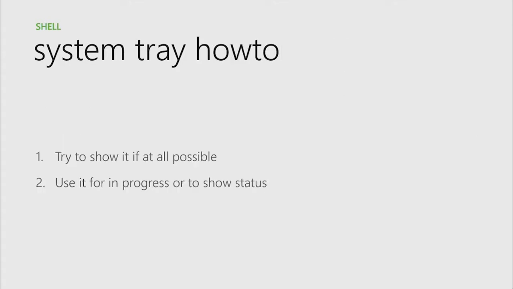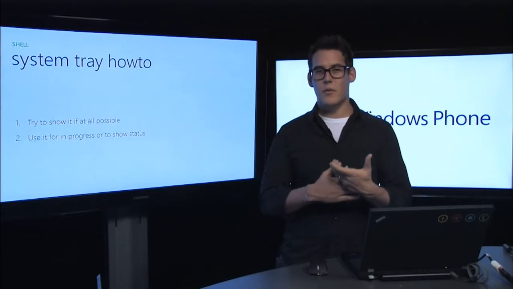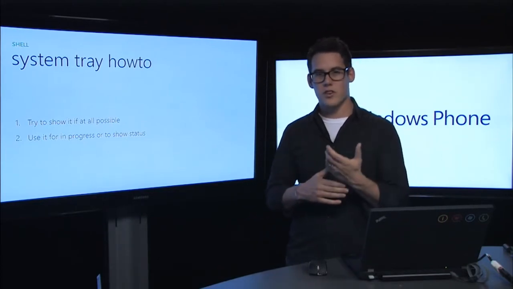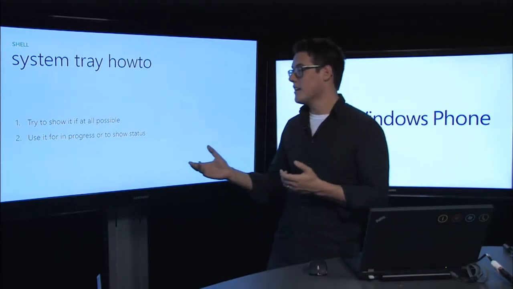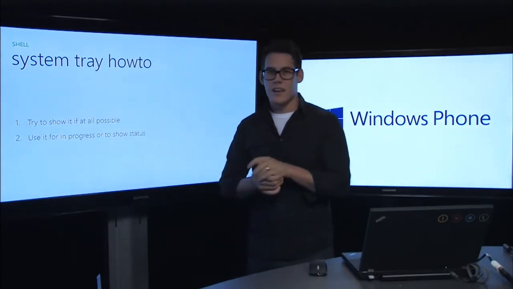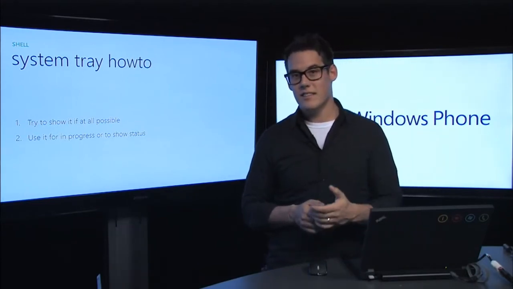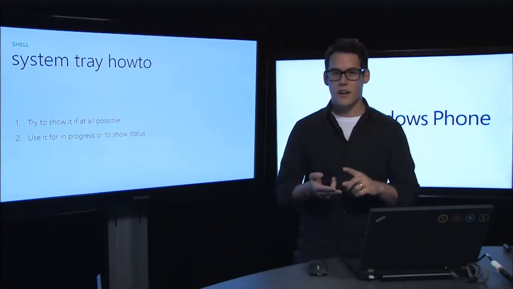So here's a couple of system tray how-tos. Try to show it if at all possible. It's really easy in your application to love your design and make a design that's not really suited for the Windows Phone. It's just a great mobile app. But if you can, turn it on at the top and make your design around it so that it fits nicely in. You never want an application that's getting used all the time where a user can't even see the time, the clock, the battery life.